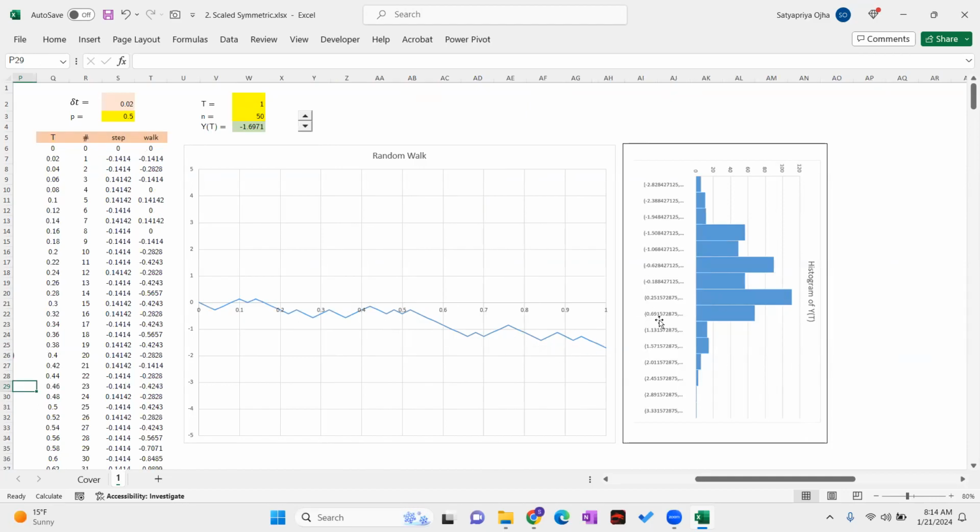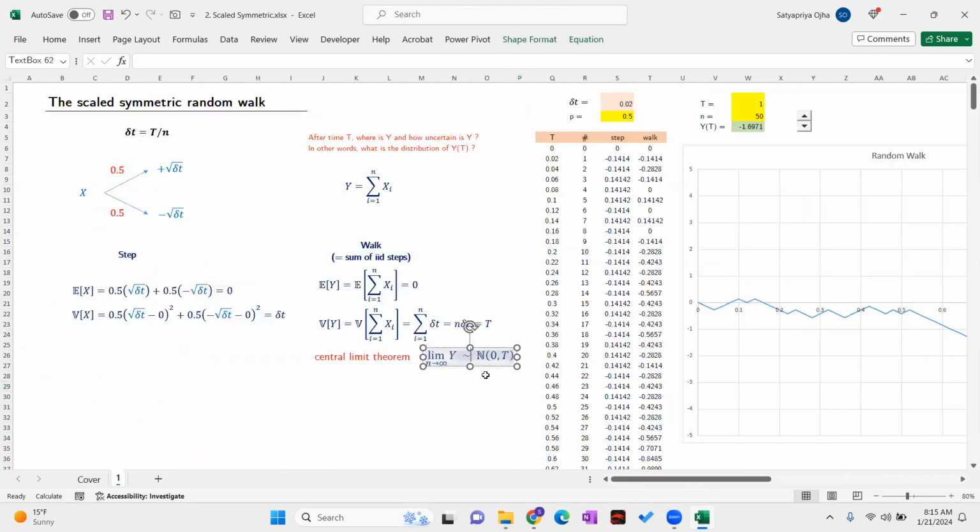Remember, in the previous example, when we were increasing the number of steps, the variance was increasing. More and more extreme values were likely. Here, that is not the case. Here, you are increasing the number of steps, but the step size also you are controlling. It is getting smaller and smaller and smaller. Overall effect is still always this. All right. So that is the scaled symmetric random walk.